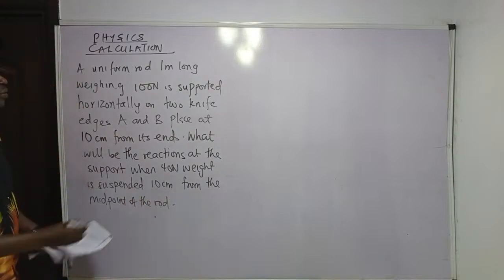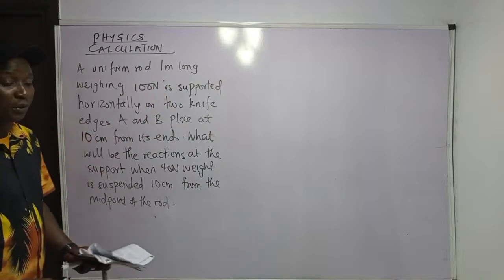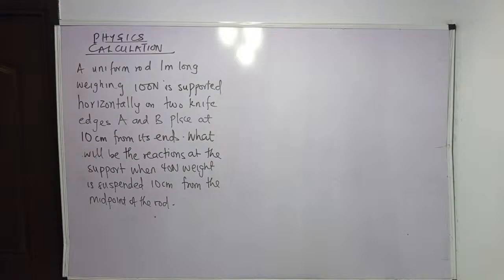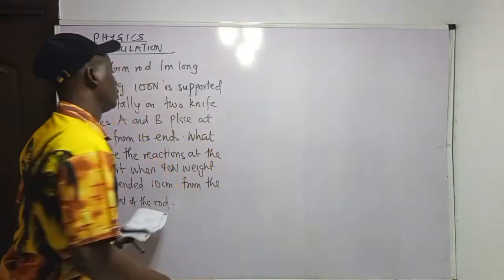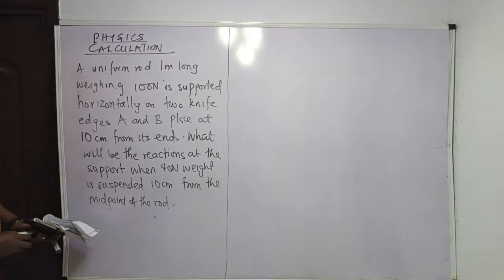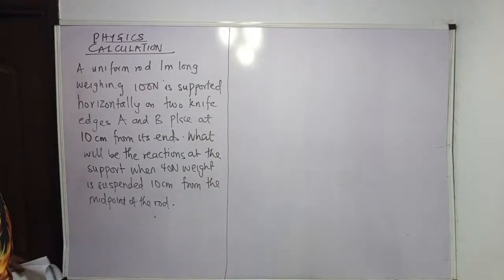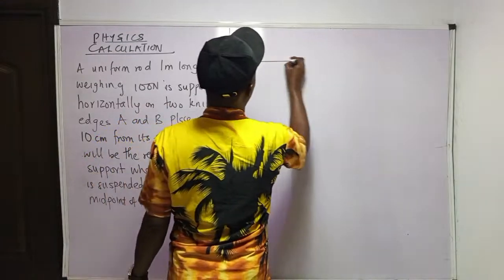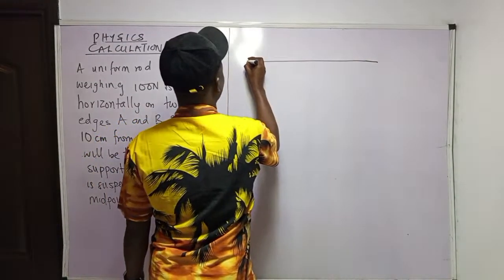Now look at the question. Please copy the question. Now what we want to do is this. Look at the board. I said a uniform rod 1 meter weighing 100 Newton. Now the rod itself is 1 meter, so we draw it 1 meter.